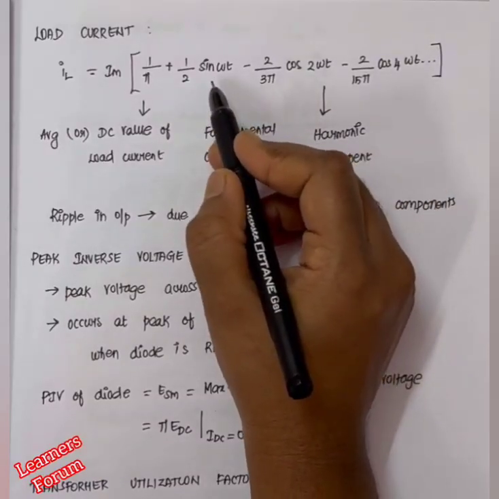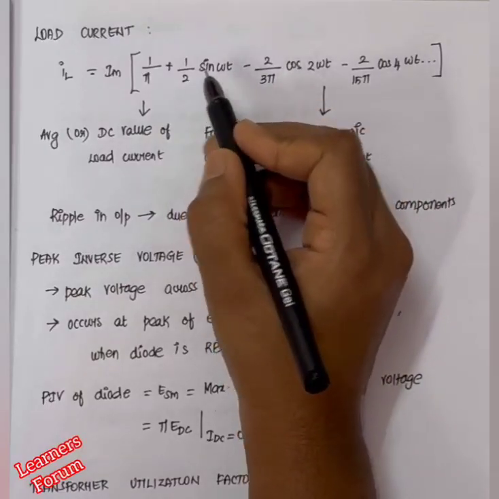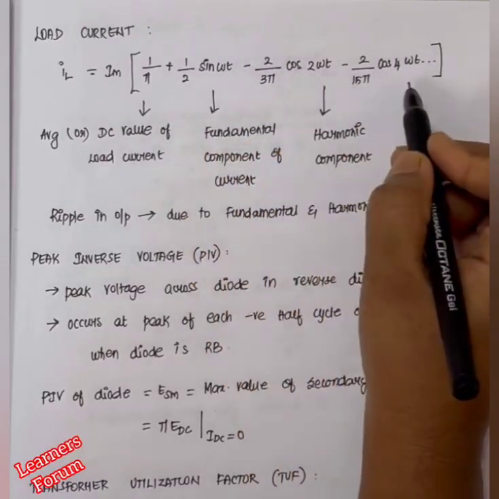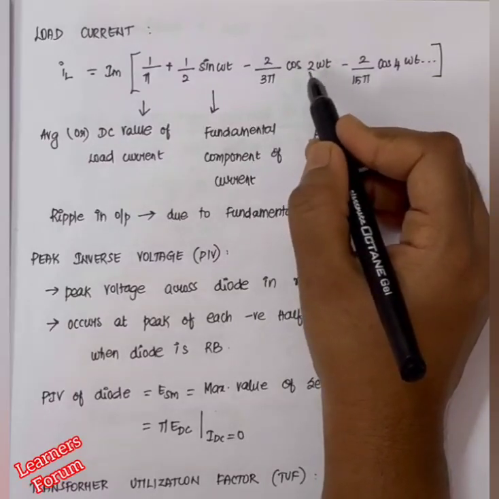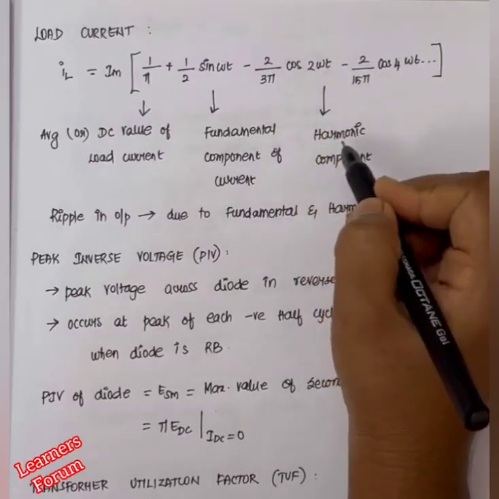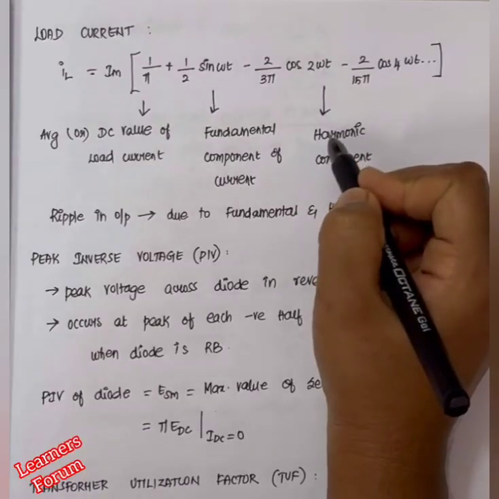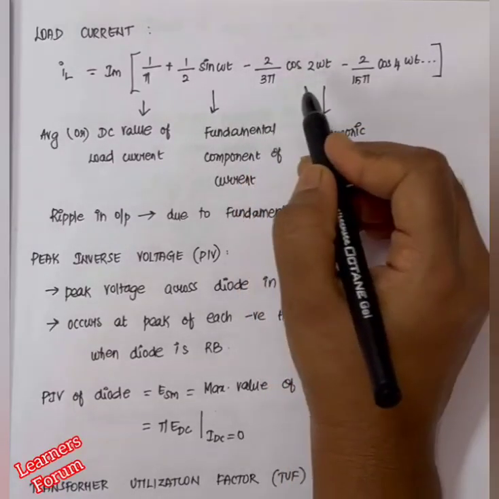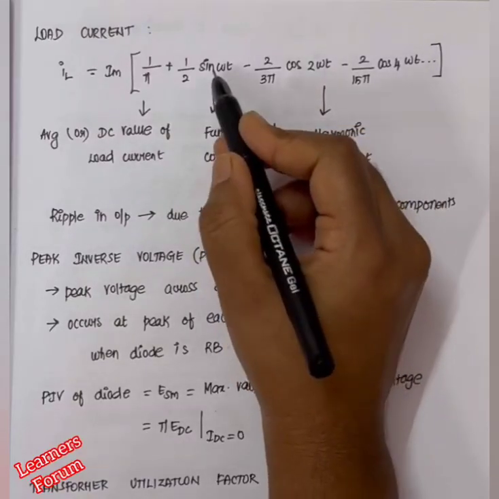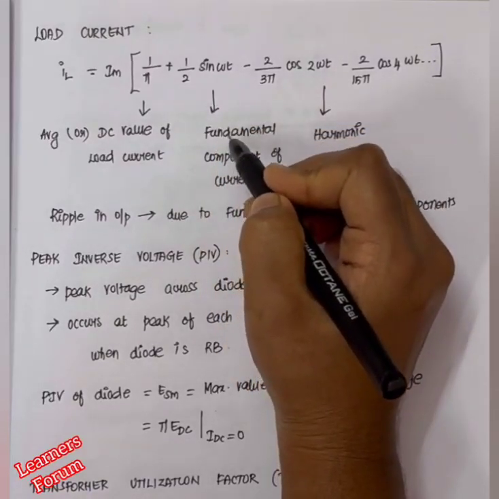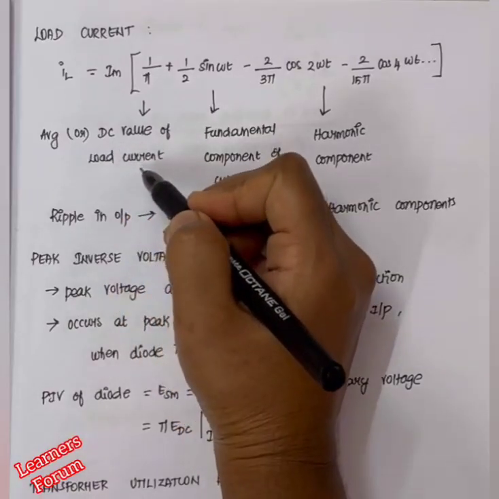After this particular term, everything will be with respect to the base term, that is, this will be the base for all the other terms in the further equation. So the next term, minus 2 by 3 pi cos 2 omega t, will represent what is called the harmonics. Harmonics in the sense which are derived from the fundamental component. So all the remaining terms will be the harmonic components, whereas this first time-dependent term will represent the fundamental term and the constant term will represent the average or DC value of load current.